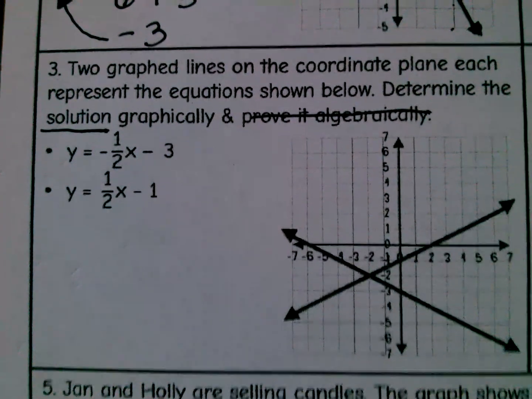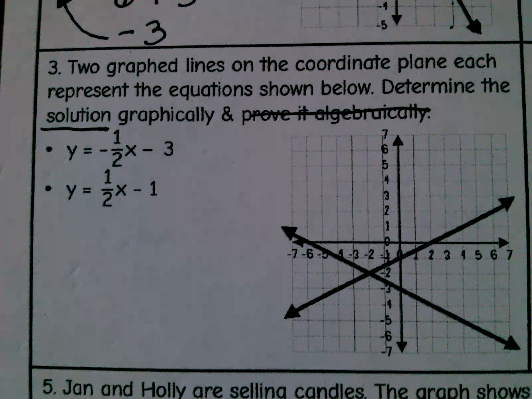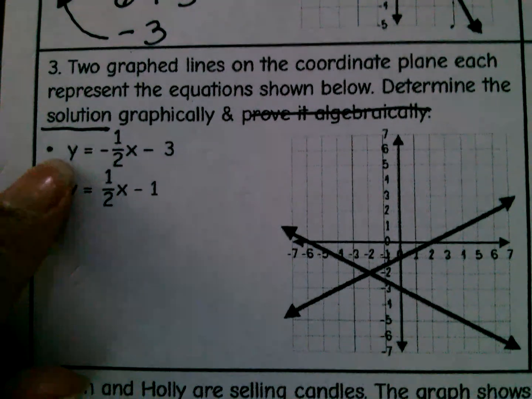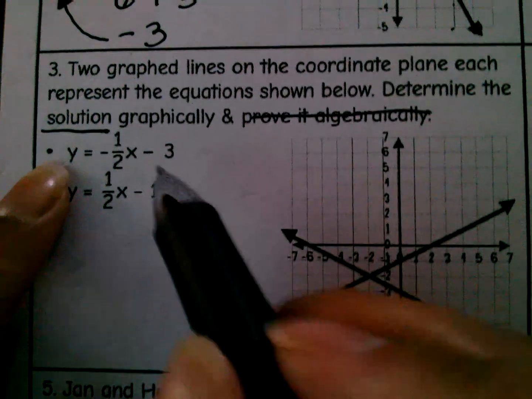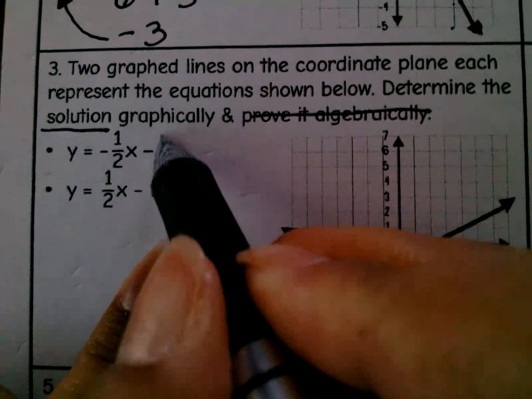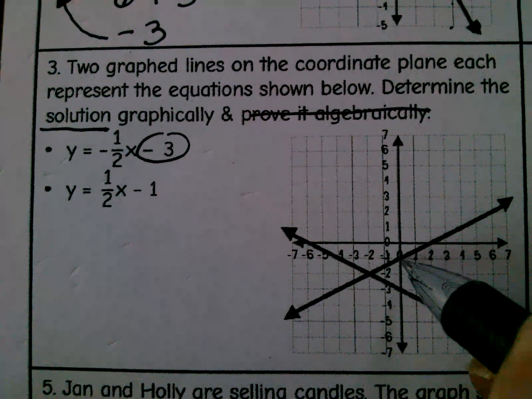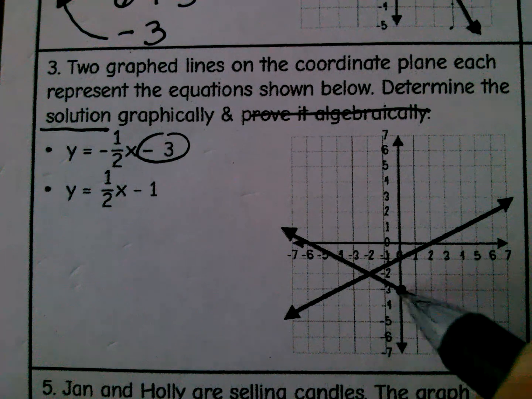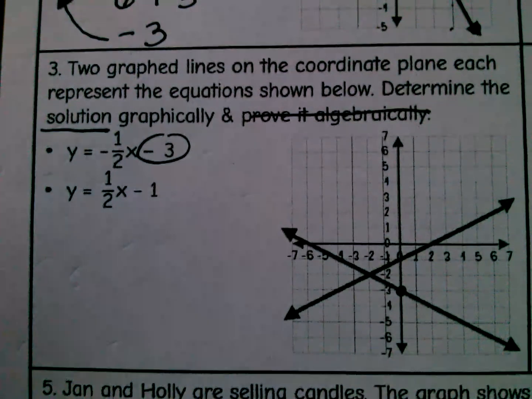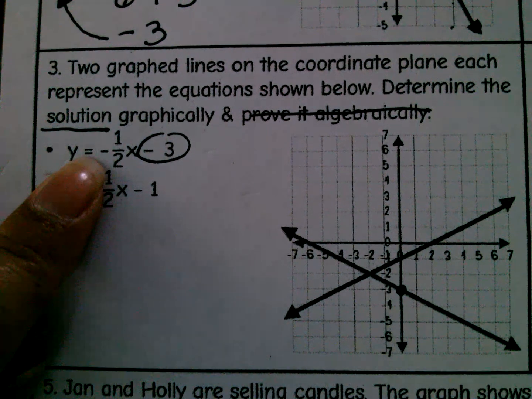So we are going to check if they graphed it correctly, first of all, because they could have made a mistake, right? So I'm going to start with the first equation. My first equation has a y-intercept of -3. So -1, -2, -3 right here. And then a slope of -1/2.